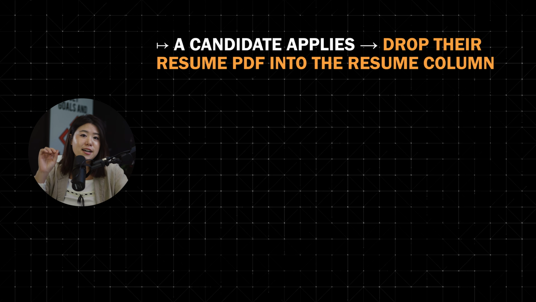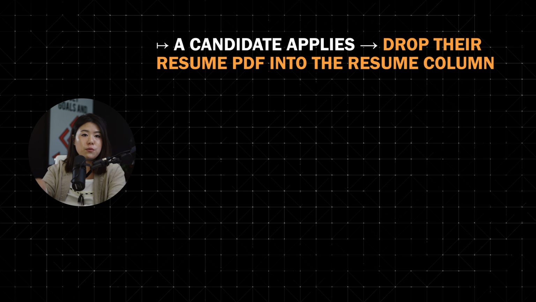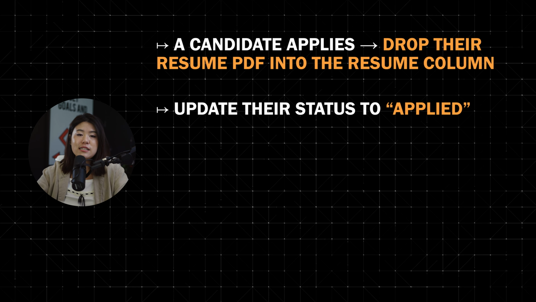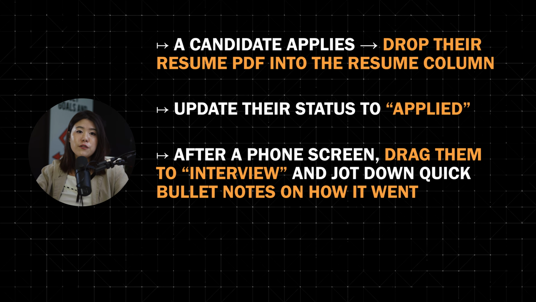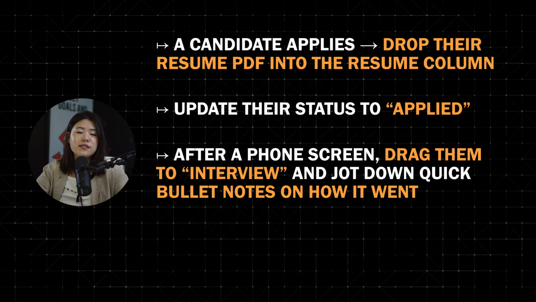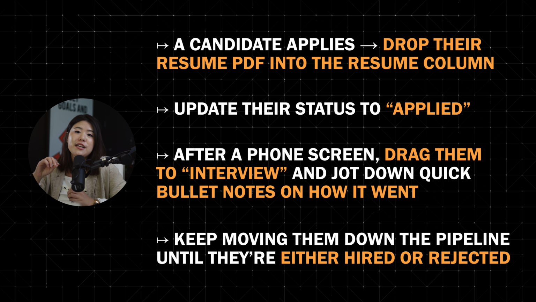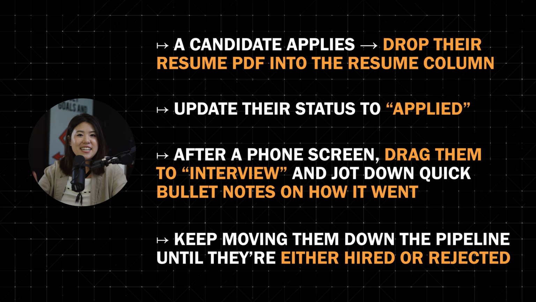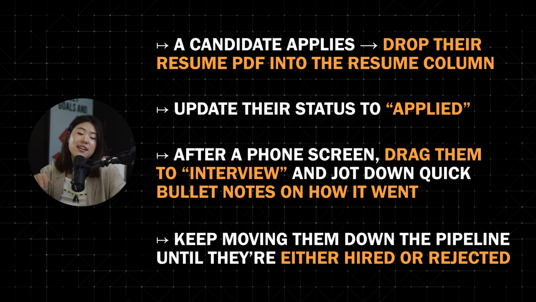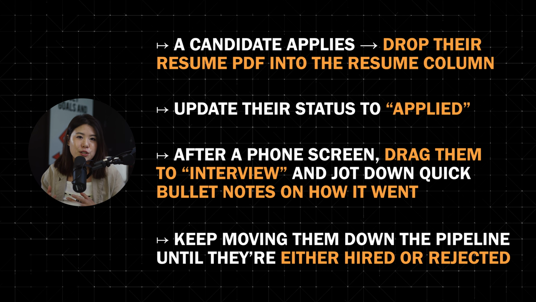Here's how it would flow in real life. First, a candidate applies. You want to drop their resume PDF into the resume column and update their status to applied. After a phone screen, you could drag them to interview and jot really quick bullet points on how you feel like that call went. Keep moving them down the pipeline until they're either hired or rejected. This means at any point you can open up Notion and instantly see where every candidate stands. So there's no digging through inboxes or forgetting to reply.